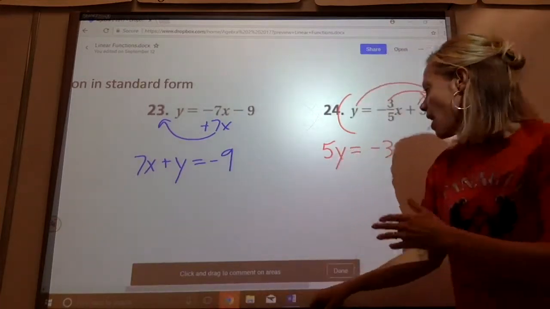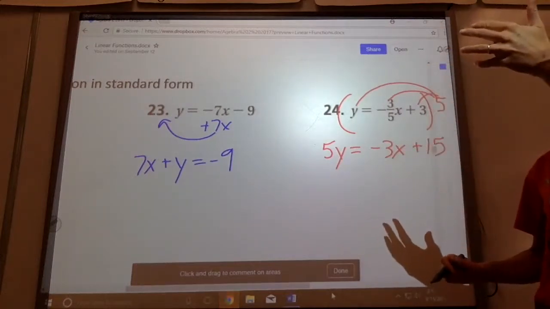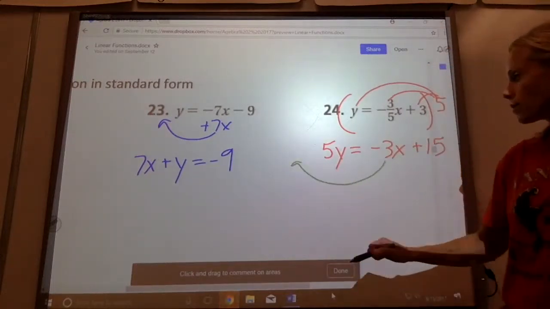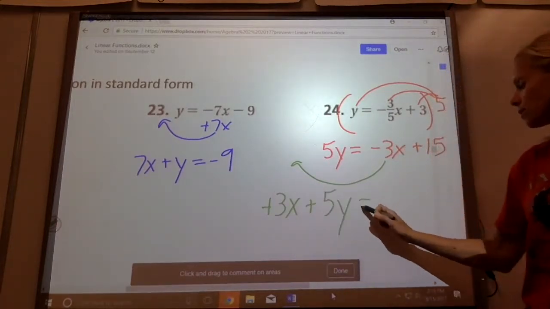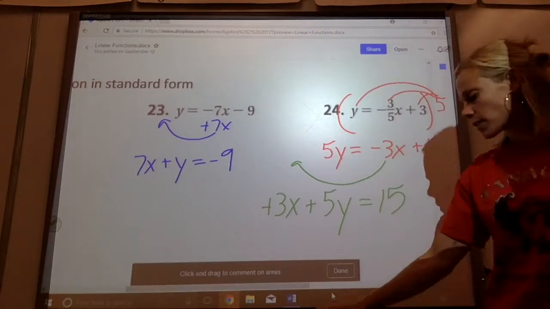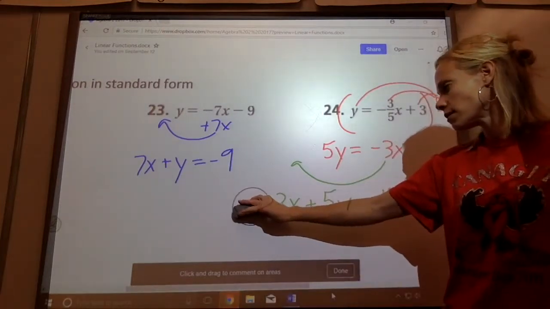Then I can just add the x term back over to the left. So move that back over. So plus 3x plus 5y equals 15. And I guess you wouldn't have a plus sign there.